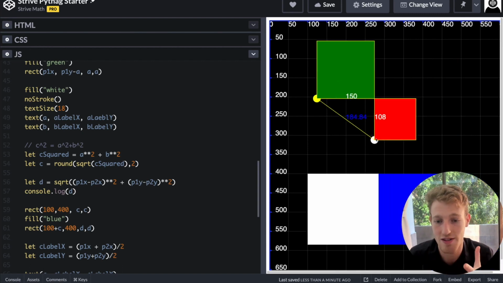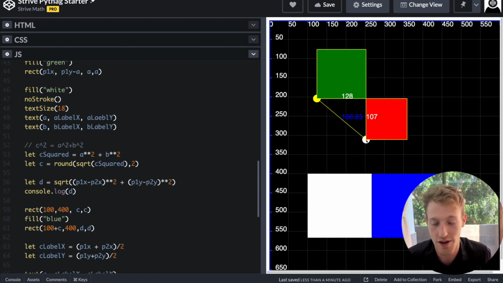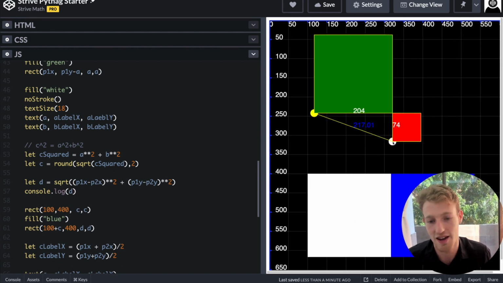It doesn't matter which we subtract first, p1x or p2x, because they're being squared at the end of the day. When you take something squared, it's doing a similar operation to what an absolute value would do, right? Negative 5 times negative 5 is 25, the same as 5 times 5. So it doesn't matter the order in which you get it.